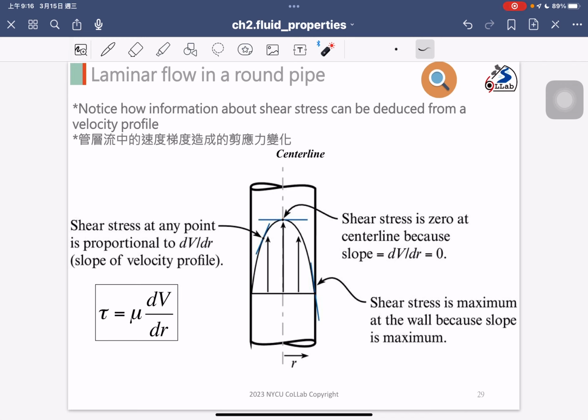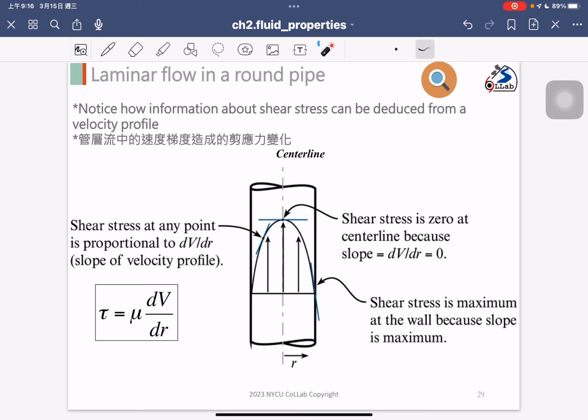Okay, so we already know the parabolic function in here. At the center point in here, we can draw the tangent line and calculate the slope of the line. And we actually know the slope at this point is equal to 0, right? That means there is no shear stress, because we know the shear stress is proportional to the velocity gradient. If there is no velocity gradient, there is no shear stress at this point.